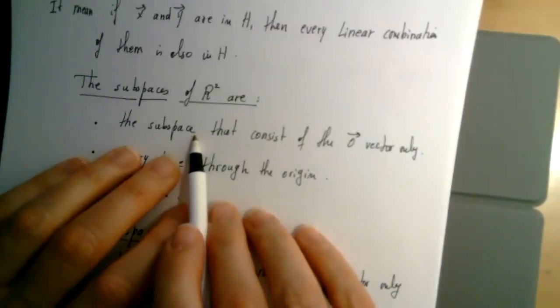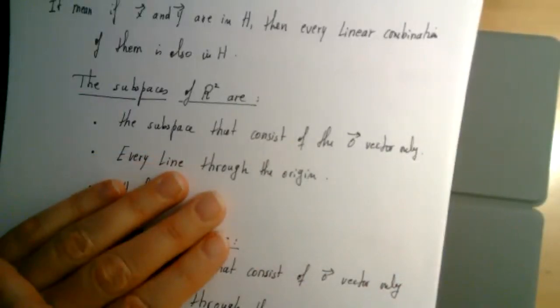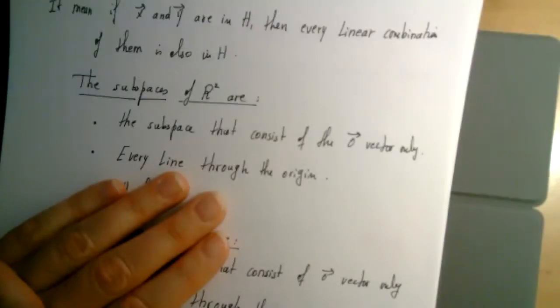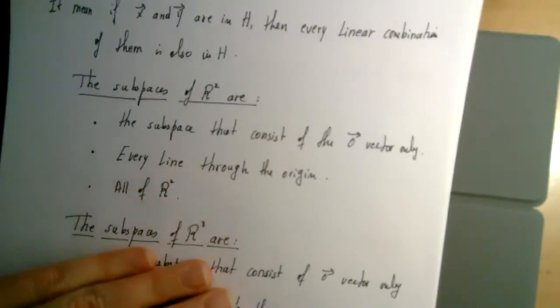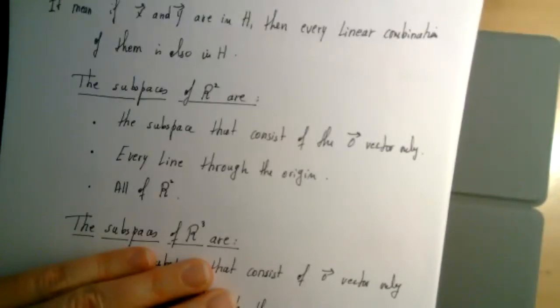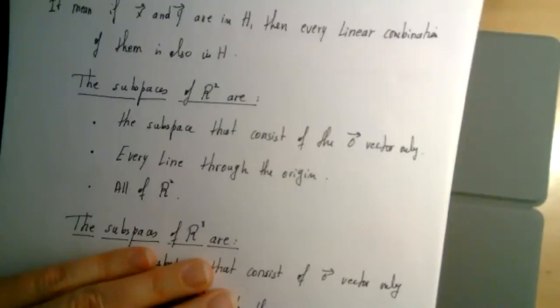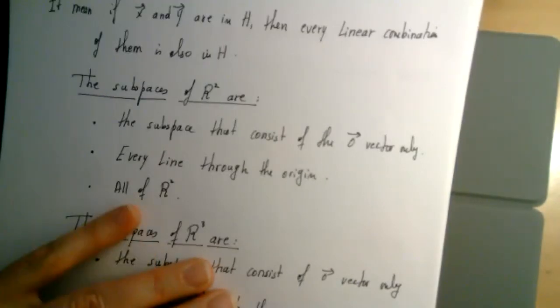The subspace that consists of the zero vector only. Doesn't T and S have to be greater than 0? No, no. Because when you have a subspace, if a vector is in it, every scalar multiple has to be in it, whether the scalar is positive or negative. So there is no restriction on the scalars.